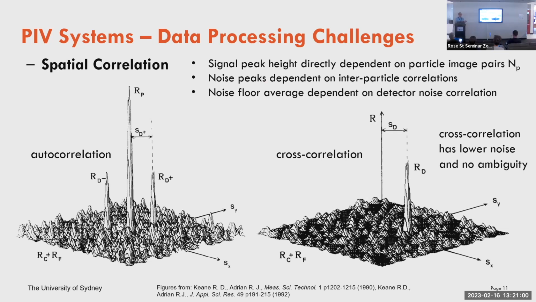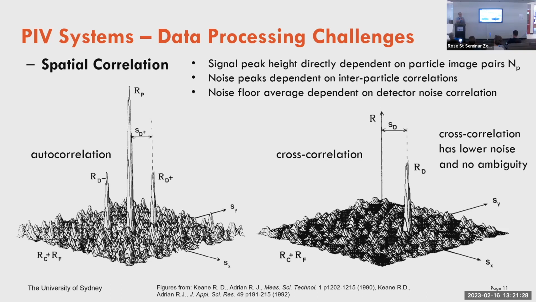When you look at the basic theory, the signal peak, in this case RD, is proportional to the number of particle pairs that you're correlating. So more particle image pairs sounds good, you get a high peak. But the noise floor also goes up, because when you have more particle images in your little region, they're all self-correlating with each other. So the noise floor is that self-correlation, and obviously that goes up.